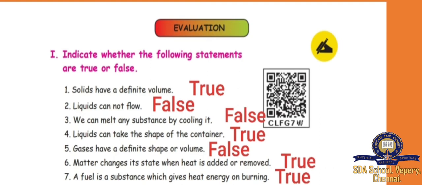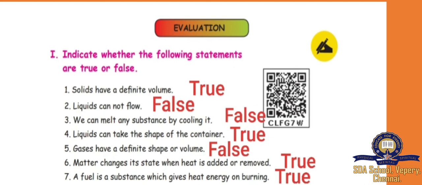The second one: liquids cannot flow. Is it true? No, false. Liquids can flow actually. If we pour water on the ground, it will flow. So it is false here. The third one: we can melt any substance by cooling it. That is false.